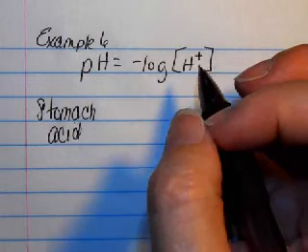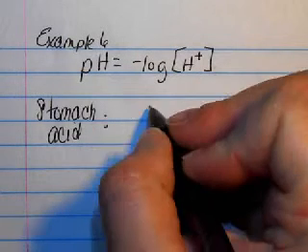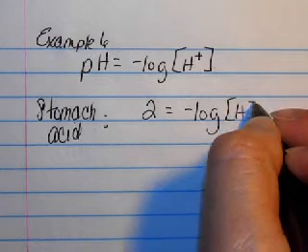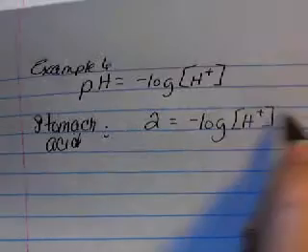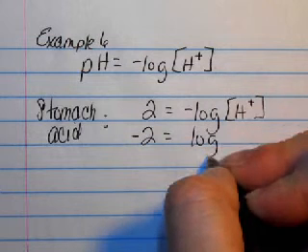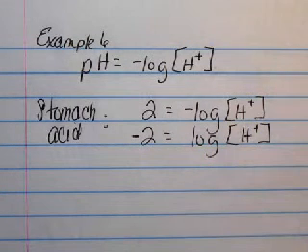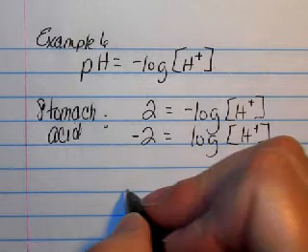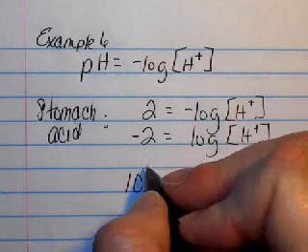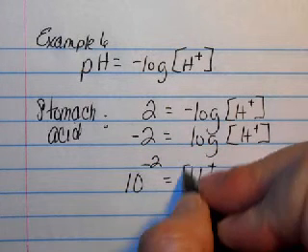Which says it is 2. So we have 2 equals negative log of H positive. Multiply both sides by negative, so negative 2 equals log of H positive. Now what's the base? 10. So we have 10 to the negative 2 equals H positive. Okay?